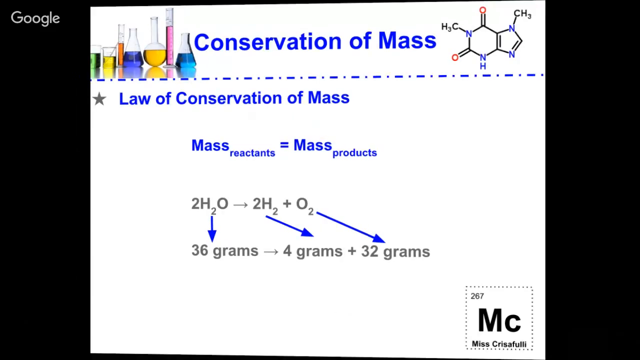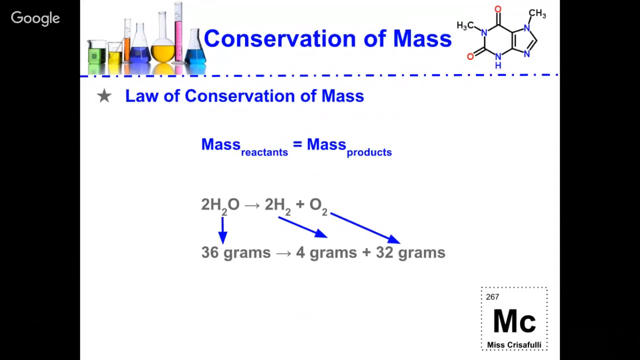And we do. So we have 36 grams of water on the left, and then we have 4 grams of hydrogen on the right, plus 32 grams of oxygen on the right. Those add up to be 36. So we have the same mass of both the reactants and the products. So the law of conservation of mass holds true.